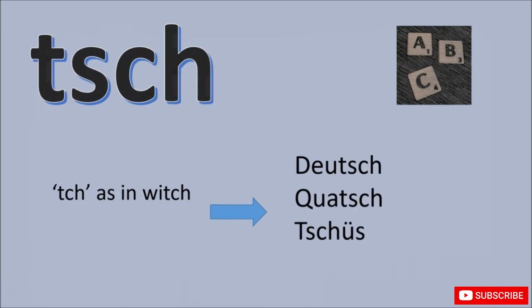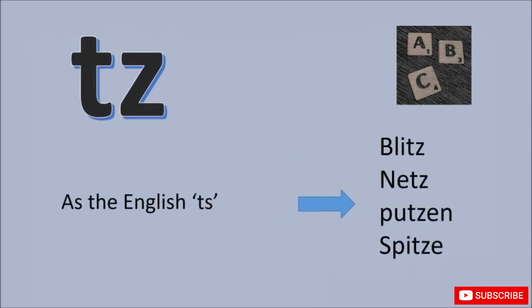TSCH is like the TCH in English, as in which. Deutsch, Quatsch, Tschüss. I love those ch sounds. TZ is as the English TS. So Blitz, Netz, Putzen, Spitze.